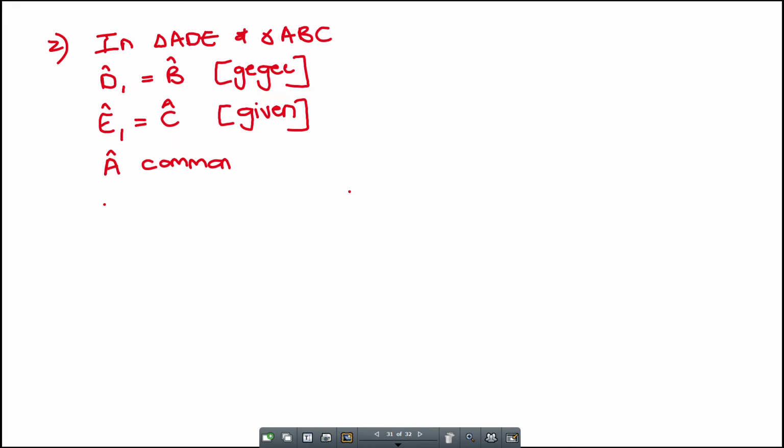Okay, so therefore, en nou moet ons mooi gaan kyk na die volgorde. So ek gaan sê ADE is similar to triangle ABC. Daar is 'n B. And it would be angle, angle, angle.